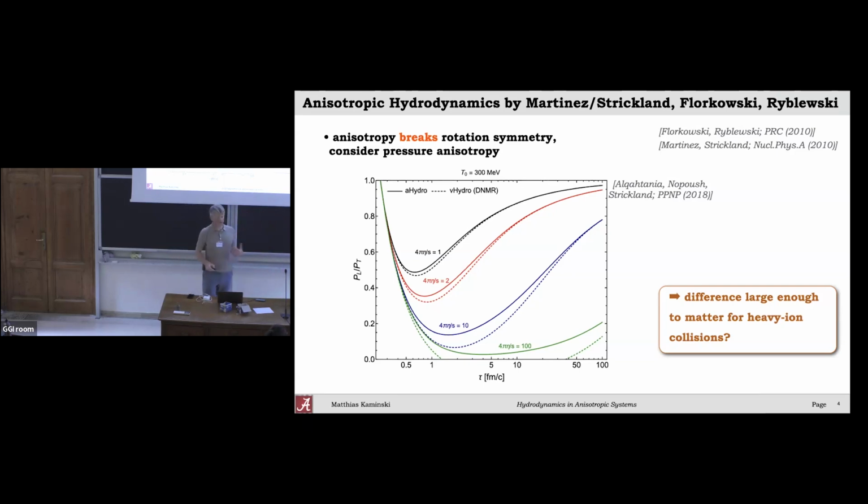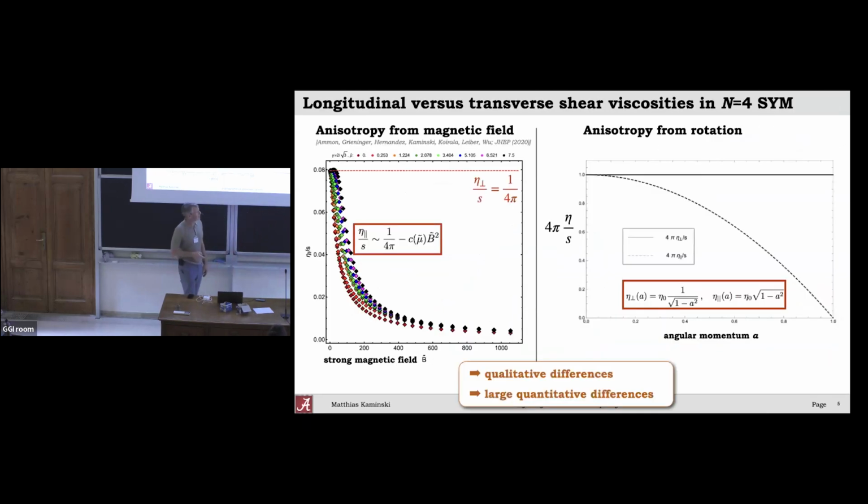So the question is, does this even matter in heavy ion collisions, right? Should we even bother with this? Don't we have more important problems to solve? Well, I can give you an answer for N=4 super-Yang-Mills theory, and as my initial sentence indicates, it matters. It matters to the extent that our beloved eta over s can go down to 0.